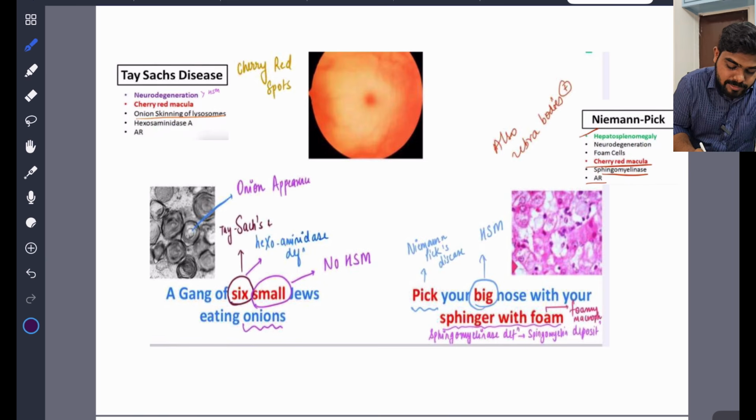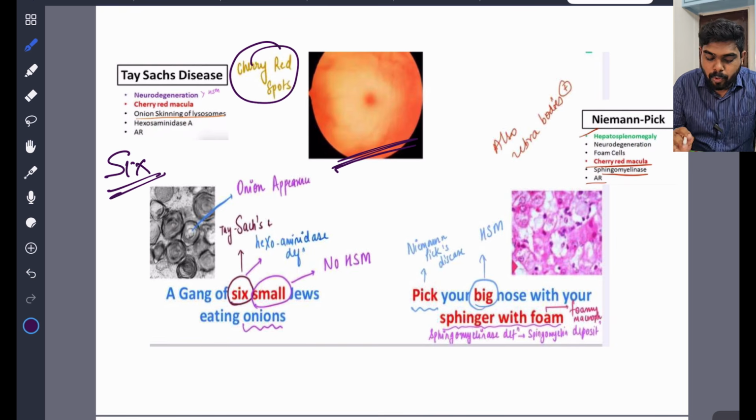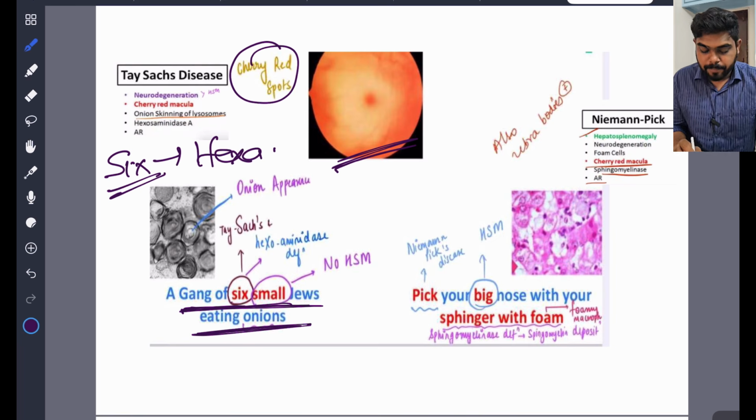Tay-Sachs 6. In Tay-Sachs you can see something very important: the cherry red spot. This cherry red spot is important. And Tay-Sachs have 6: a gang of 6 small Jews eating onions. So Tay-Sachs 6 for hexosaminidase defect. Six for hexa, that's why hexosaminidase A defect. And cherry red spots are very important.